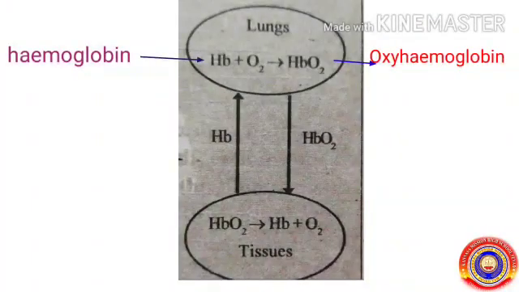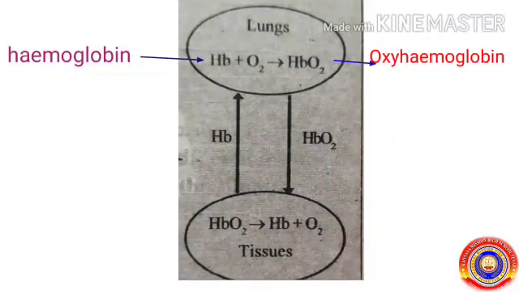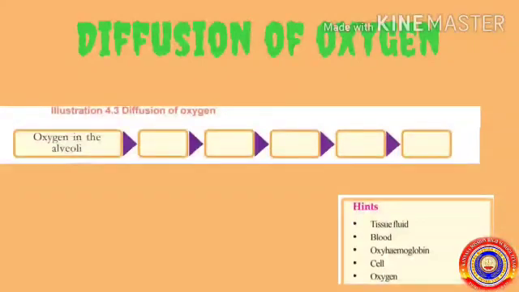Look at the diagram. The oxygen from the lungs reaches the blood capillaries, and in the blood capillaries we can see hemoglobin. The concentration of oxygen is higher in the lungs. So hemoglobin combines with oxygen and gives rise to oxyhemoglobin. But in the tissues, the concentration of oxygen is less. As a result, oxyhemoglobin dissociates into oxygen and hemoglobin. Dissociate means breaking. Using this hint, students, try to complete this flowchart.